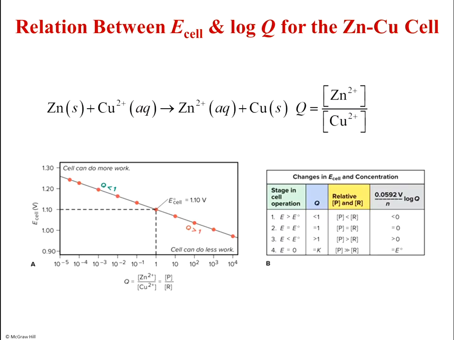E will equal 0 when Q is equal to K, and that's the dead cell case. So the dead cell case is when the value for Q is equal to the value for K. That's the equilibrium case. When you're at equilibrium, you can derive no energy.